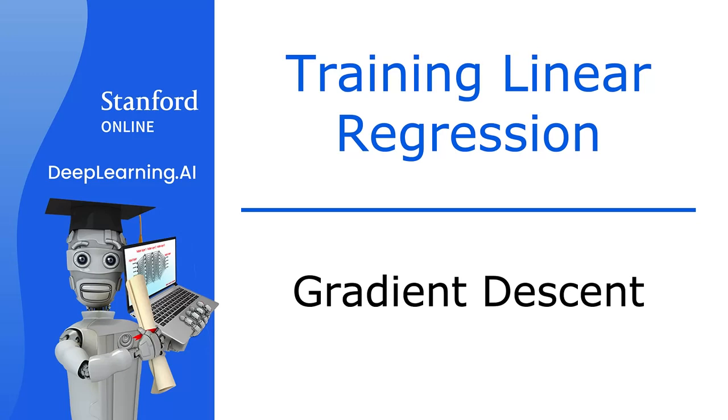Welcome back. In the last video, we saw visualizations of the cost function J and how you can try different choices of the parameters w and b and see what cost value that gets you. It would be nice if we had a more systematic way to find the values of w and b that result in the smallest possible cost J of w, b. It turns out there's an algorithm called gradient descent that you can use to do that.